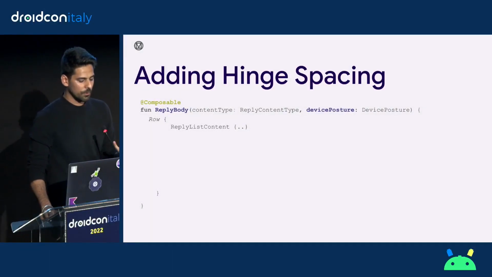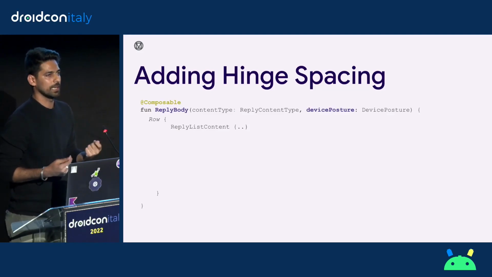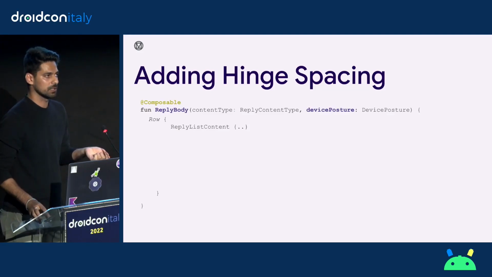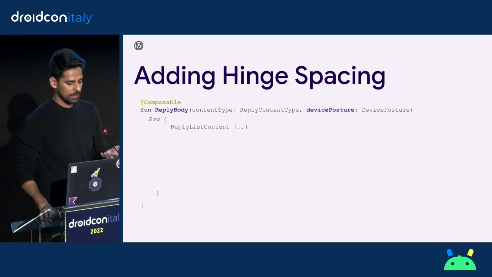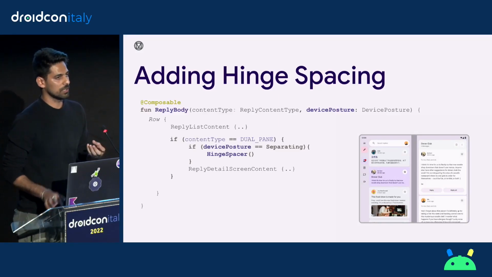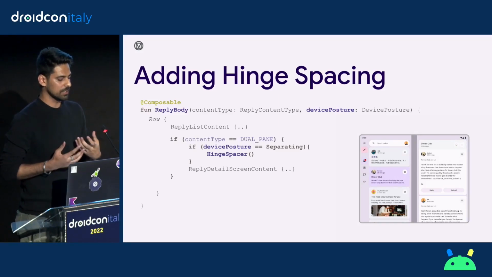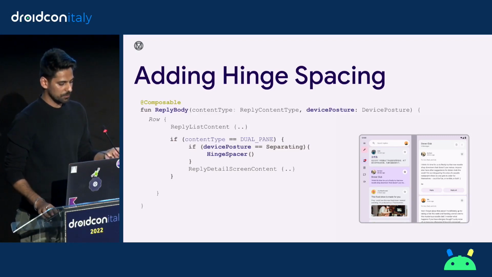And some of the devices, like Windows Surface Duo, I think, have a very thick hinge. And we want to take account for that. So we can here see we have a list content. And if the device posture has a separating hinge, it gives us information about the hinge spacing as well. So we can put the hinge spacer.